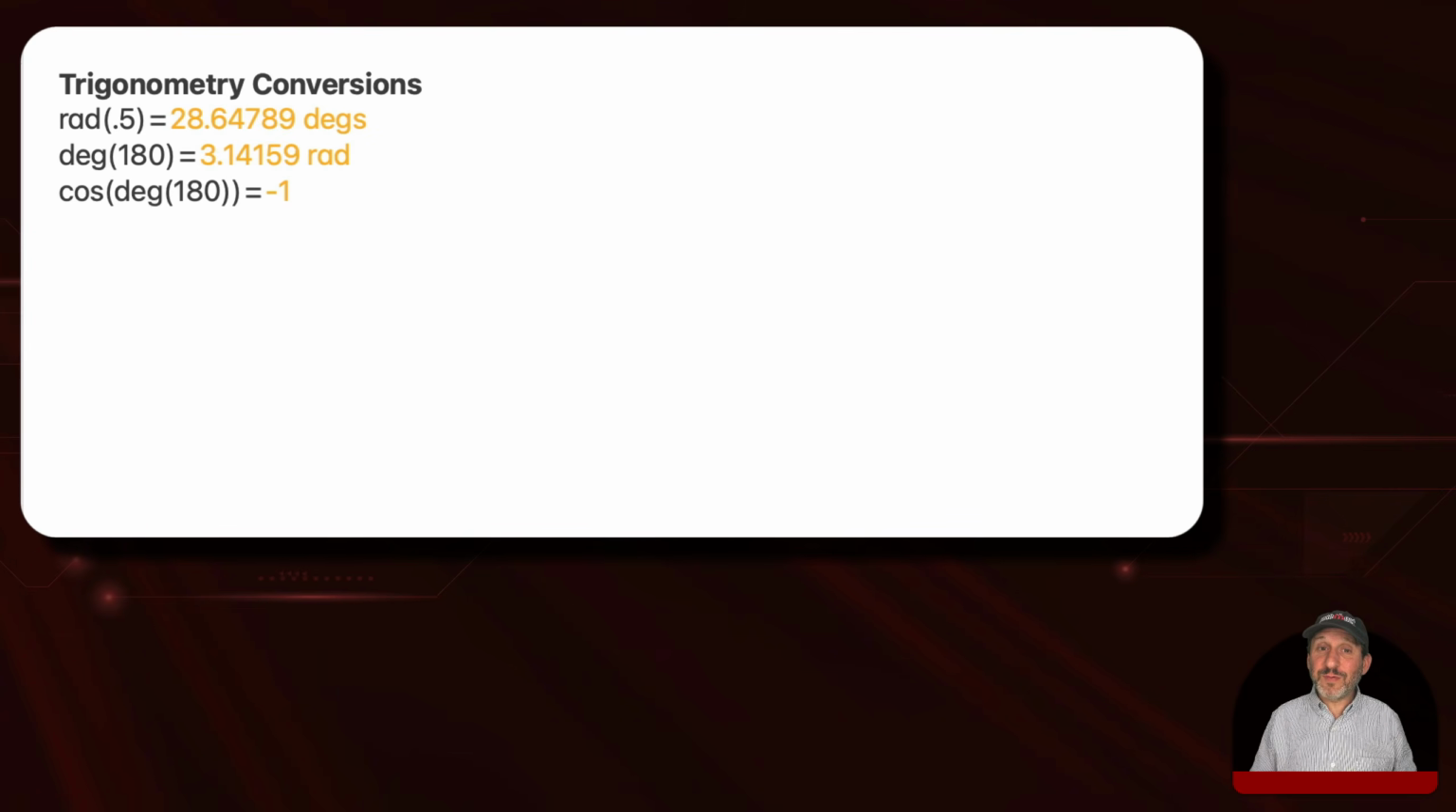But if you want to convert from radians to degrees, you can do that as well. So you can use the rad function for that, and it will give you the result in degrees. The deg function will convert to radians. And you can see an example here of nesting the degree function inside of a cosine function.